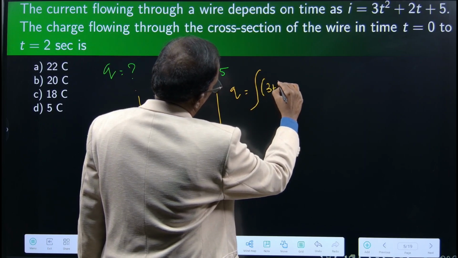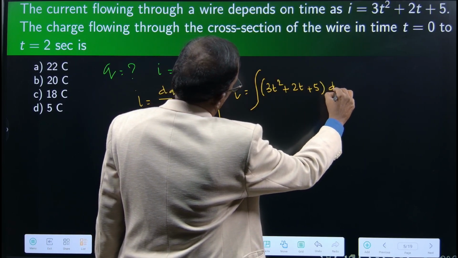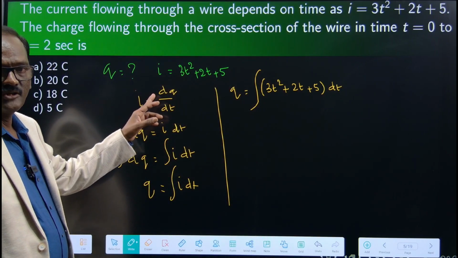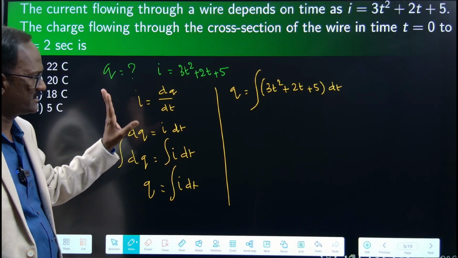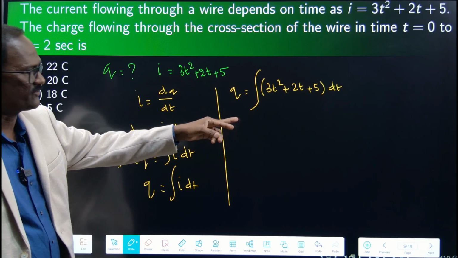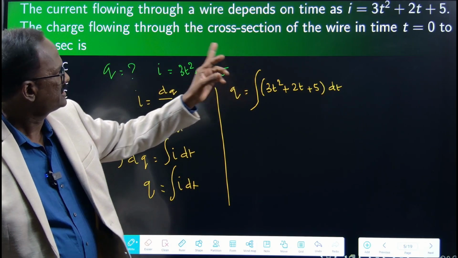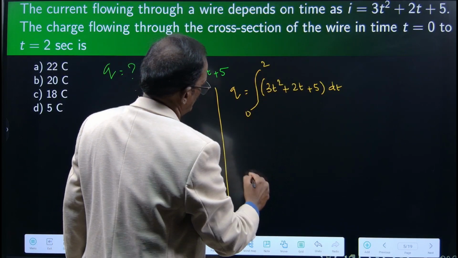I is equal to 3t square plus 2t plus 5. So I am not remembering this formula. I have remembered only this formula: I is equal to dq by dt. From this formula you separate it. Q is equal to integral of 3t square plus 2t plus 5 dt. Limits: the time is between 0 to 2 seconds. So dt, the time is 0 to 2 seconds.